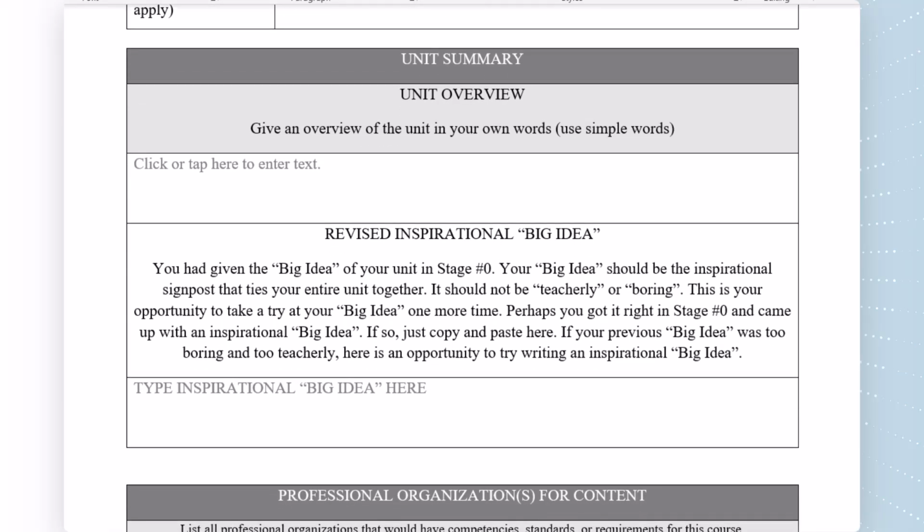The overall unit summary is next, and in this area, you will talk about the big idea. The big idea tells students why their learning is important. In this section, it's different than Stage 1 because you're trying to make your big idea inspirational, and it should not be teachery or boring. It should be something that inspires kids to want to continue learning throughout this unit.